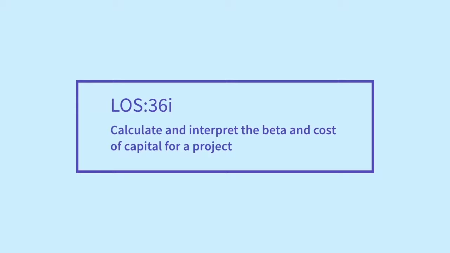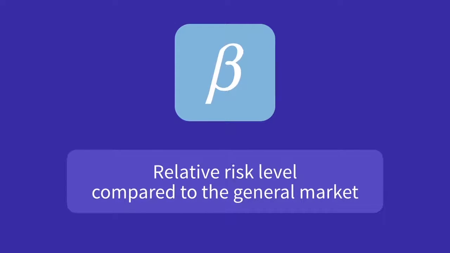Calculate and interpret the beta and cost of capital for a project. Beta is a measure of a company's risk, a measure of how much more or less risky this company is compared to the general market. Previously, we have built on a company's beta with the capital asset pricing model to estimate that company's cost of equity capital.